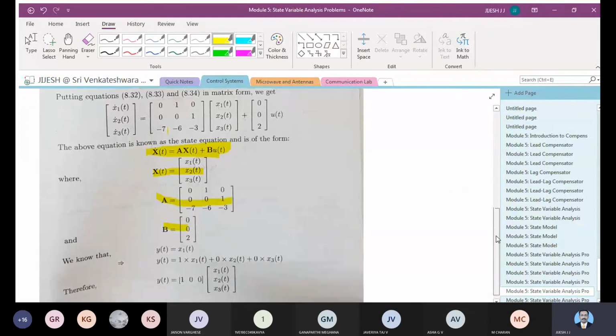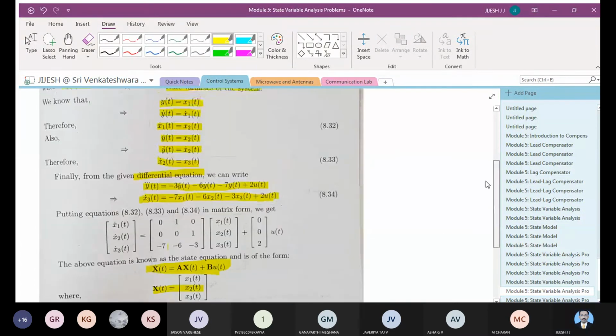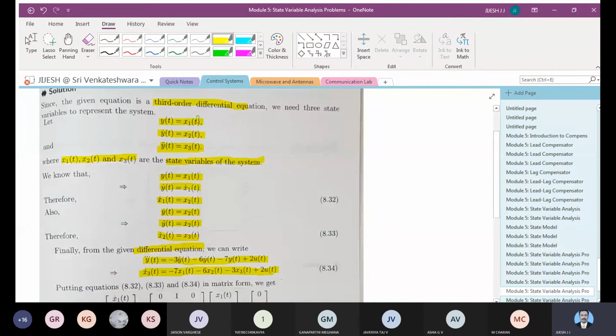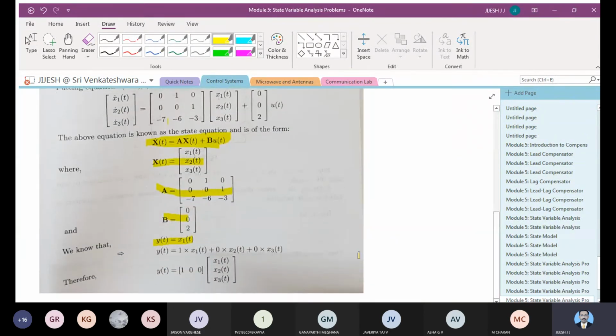Similarly, you need to go with the output as well. y of t, you will get it as x1 of t. It's already there. y of t is x1 of t. So now let us write it down. y of t is equal to x1 of t means you can put this in the matrix form. It will be y of t is equal to 1, 0, 0 times x1 of t, x2 of t, x3 of t. So you got this in the form of a state model.